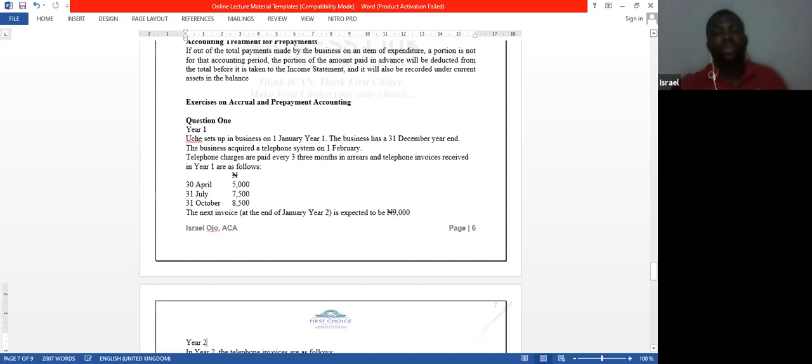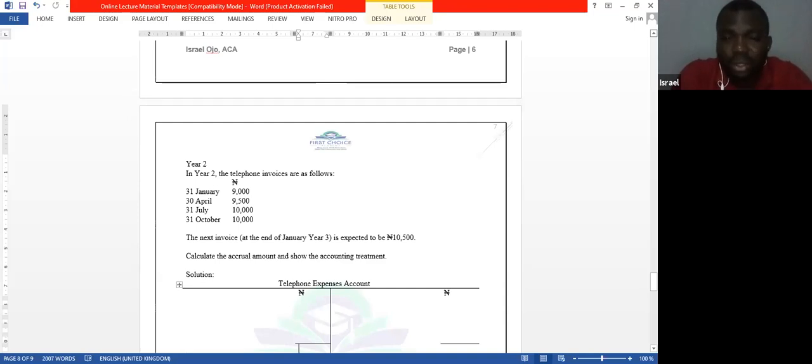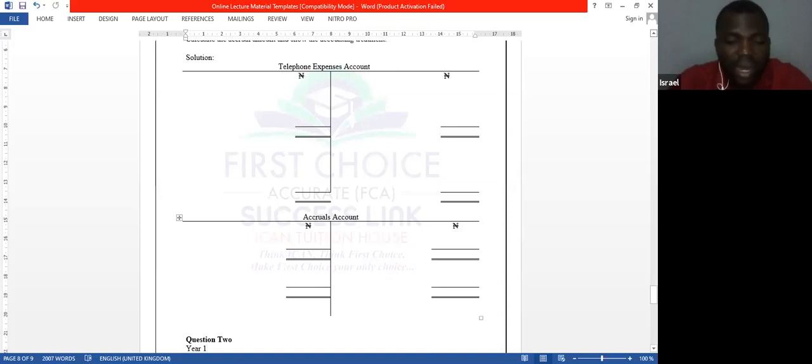Let's read further. In year two, the telephone invoices are as follows: 31st January, 9,000; 30th April, 9,500; July as well, 10,000; 31st October, 10,000. Calculate the accrual amount and show the accounting treatment. Like I said, please, you need to work the question. So now let's go to question one and try to solve it.